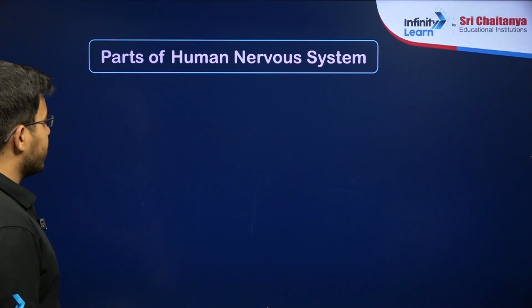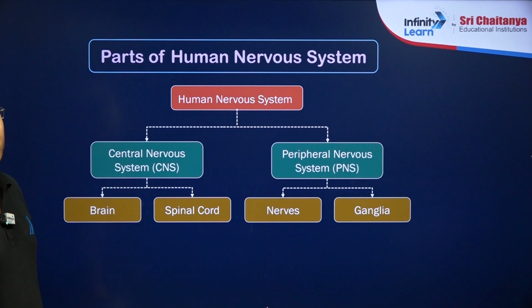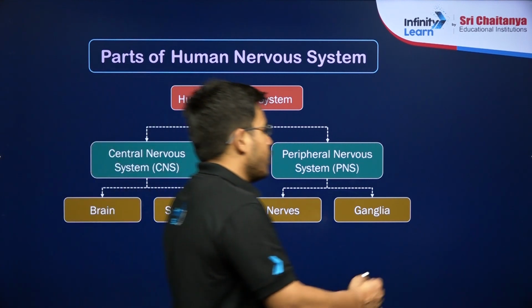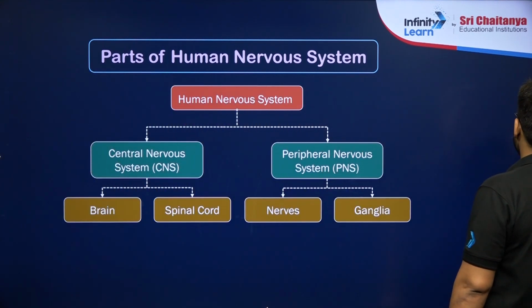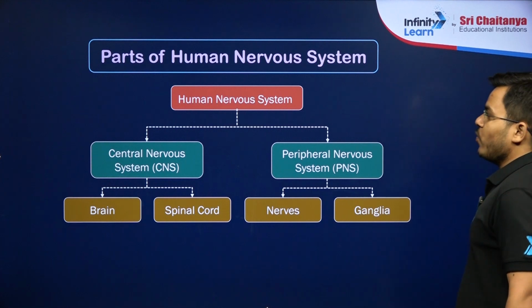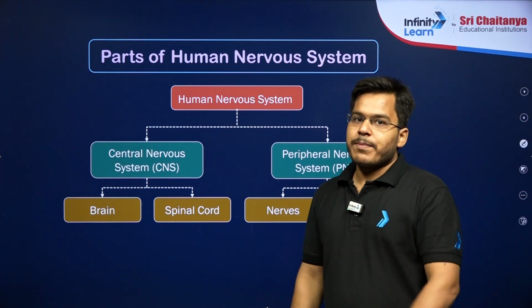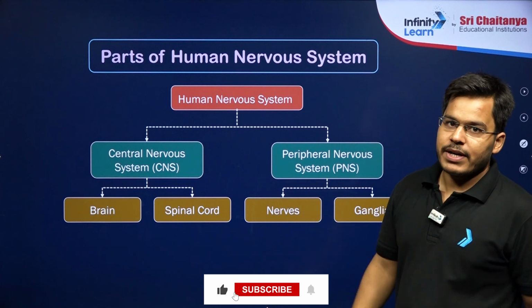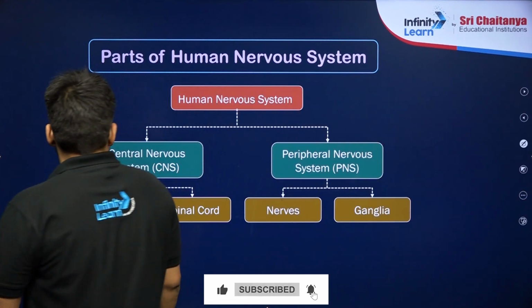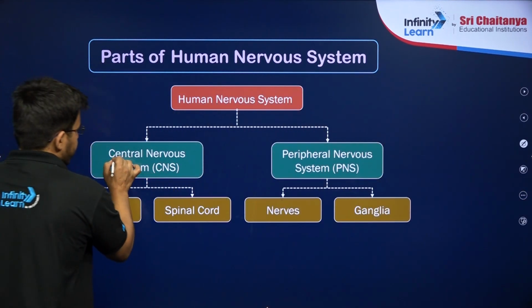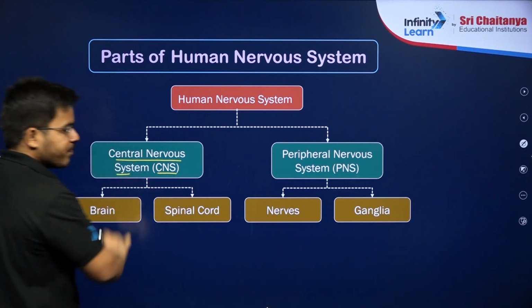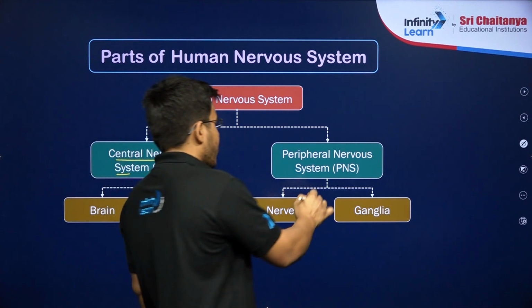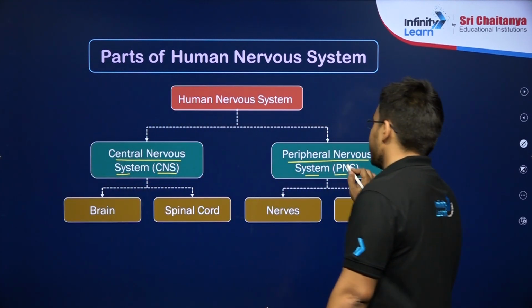So students, first of all, the broader classification. If we look at your nervous system, we can find out there will be two types of human nervous system. Broadly, if we divide the human nervous system, students, these types are the central nervous system, which we call CNS, and the peripheral nervous system, which we call PNS.